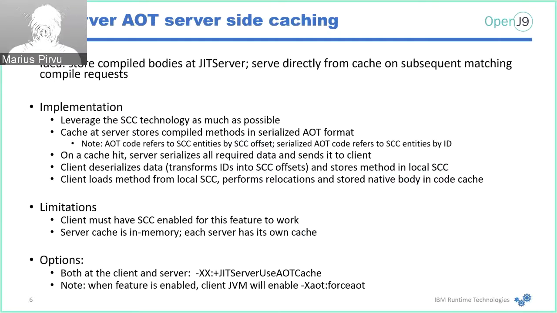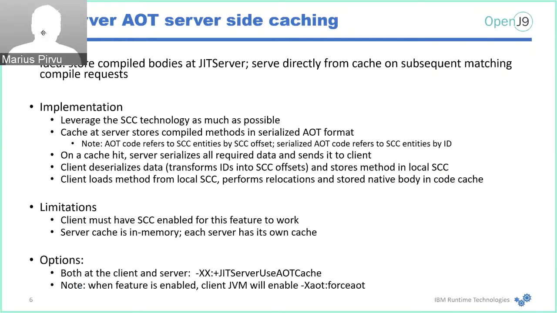We are leveraging as much as we can from the shared class cache technology. Therefore, the client must have a local shared class cache with some free space. This complicates the process of embedding a shared class cache into the container, but I think it's still manageable. The second limitation is that at the moment, the server-side AOT cache is in memory. When the server terminates, the cache is destroyed. However, we think we can implement persistence on this. That will come in the future.